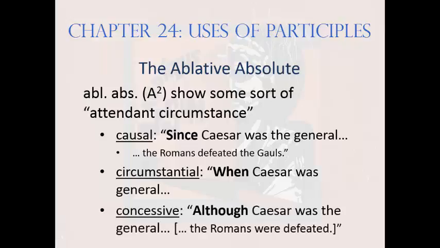An A squared can also imply an unexpected outcome, in which case it's called concessive, and it's best to use "although" in the English translation: "Although Caesar was general, the Romans were defeated."